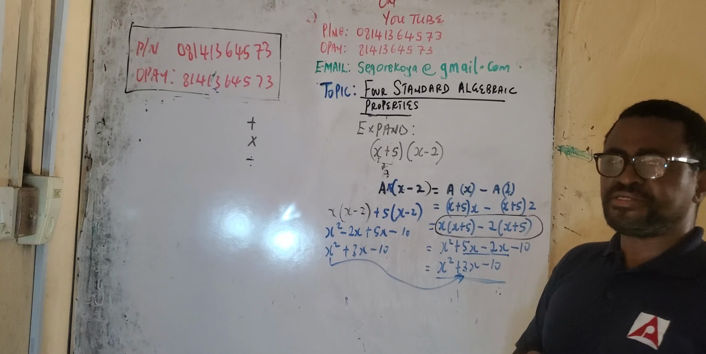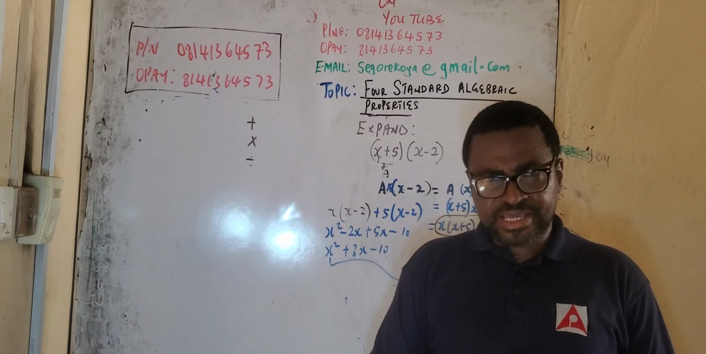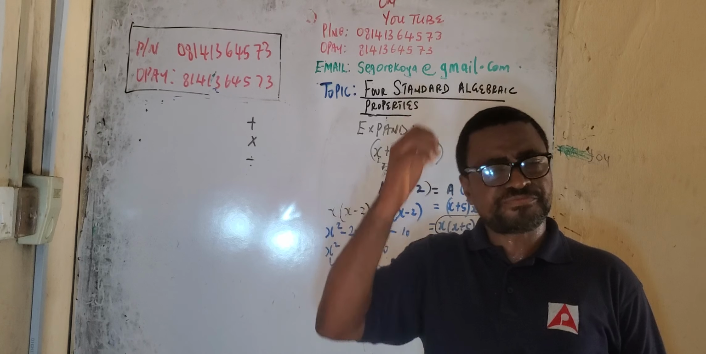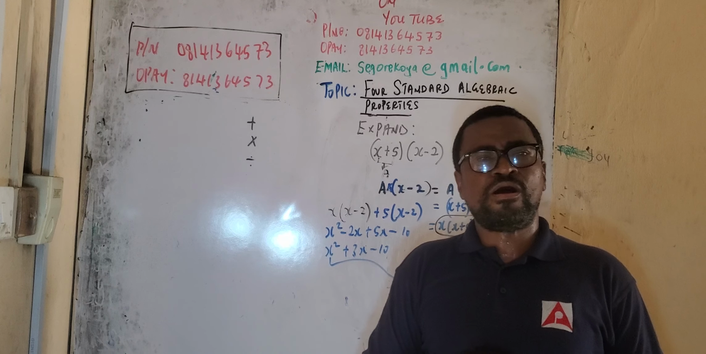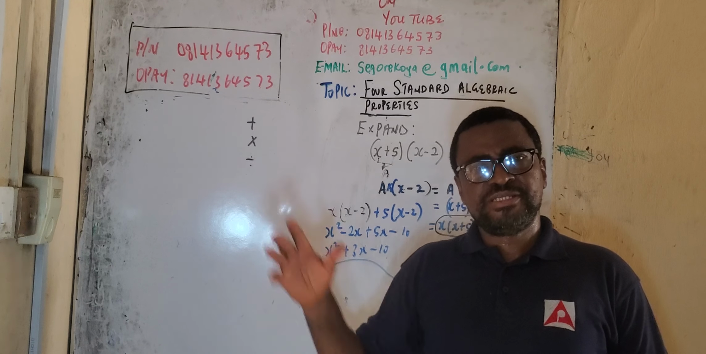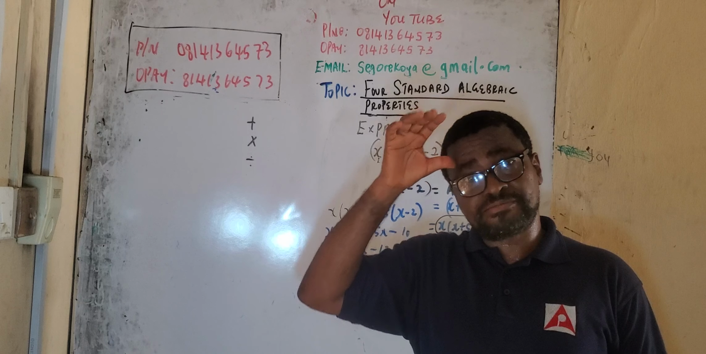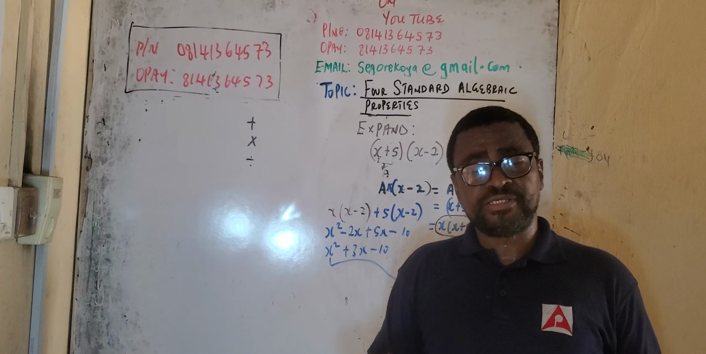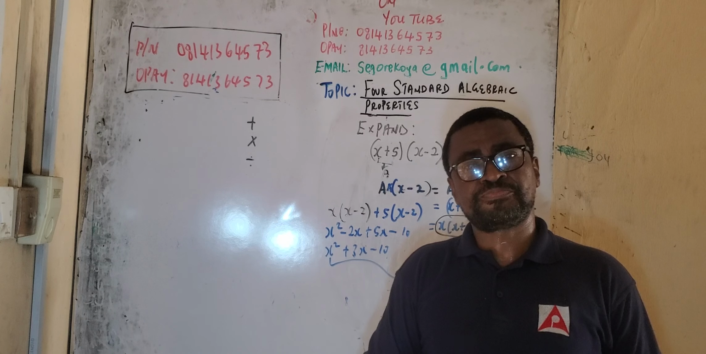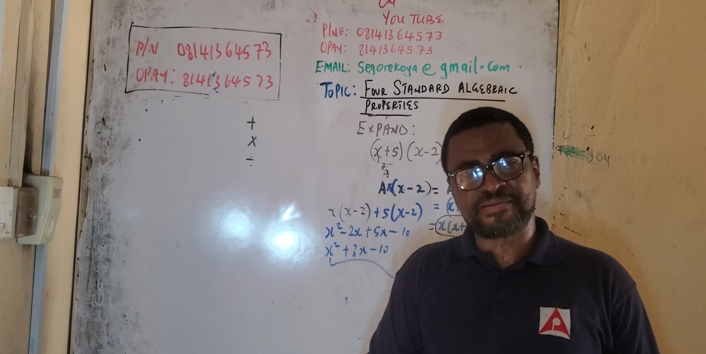So this is the basic concept on the 4 algebraic properties. These algebraic properties can also be applied to numbers. In that case, we call it arithmetic property.